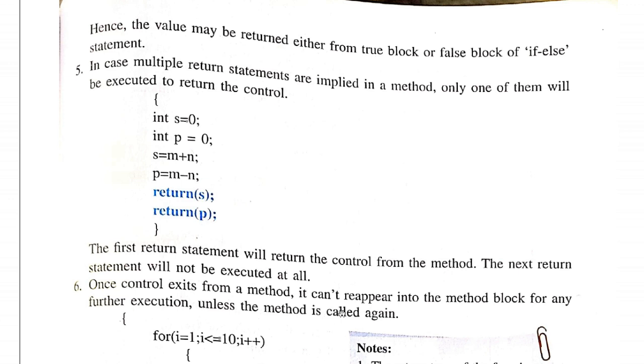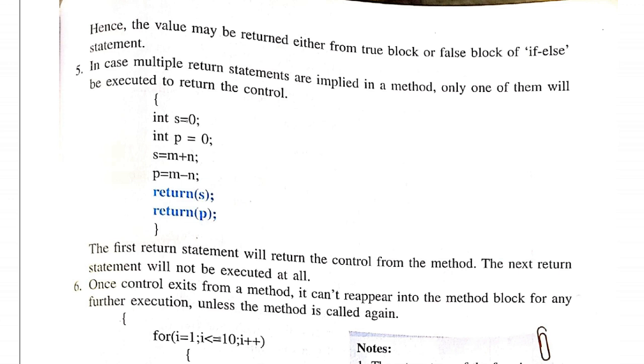Next one. In case multiple return statements are implied in a method, only one of them will be executed to return the control. Look at the example. Int s = 0, int p = 0, s = m + n, p = m - n. So how many return statements have used here? 2. That is, first one is return s, the statement of the s is m + n. And the second one, return p, and the statement of the p, here it is, p = m - n.